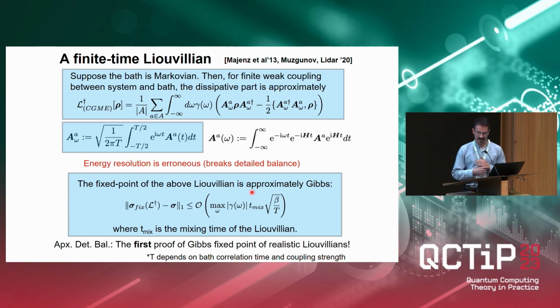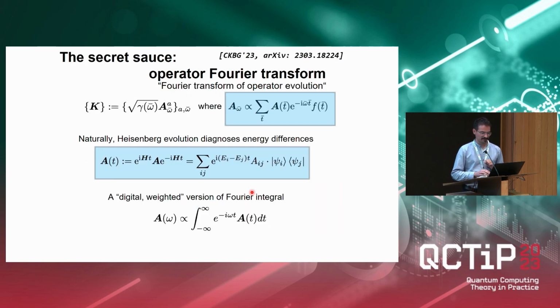And so surprisingly, it seems that this is the first proof that actually such a physically derived Liouvillean has an approximate Gibbs fixed point in this realistic physical scenario. Okay, so this is a theoretical contribution to show that simulating this finite time version is actually meaningful because you get something approximately a Gibbs state.